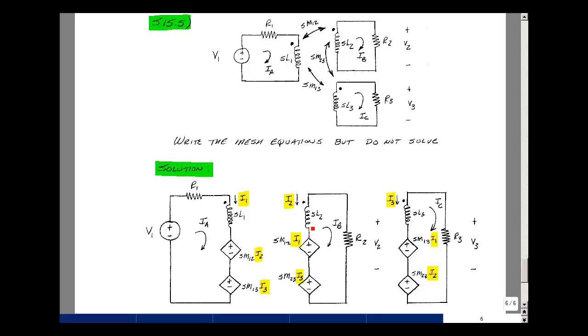Likewise for coil 2, we have a mutual inductance between 1 and 2 times the current I1, and then the current I3 times SM23. And this would be the voltage across here, would be our voltage V2. And lastly, our voltage V3 would be across R3. And we've got mutual inductance from coils 1 to 3, so SM13 times I1, and then SM23 times I2. So now we're able to handle the mutual inductance effects between all three coils.